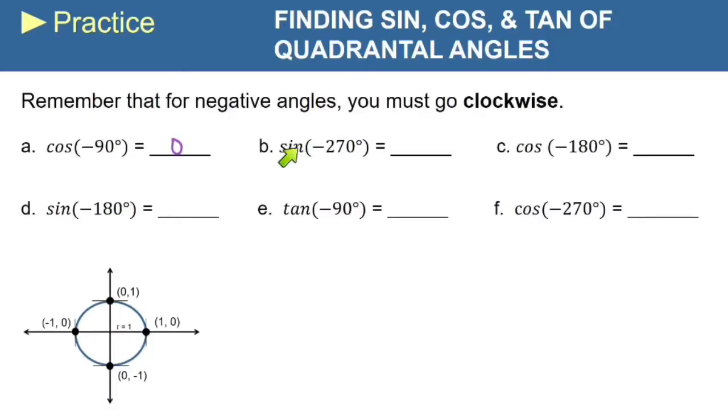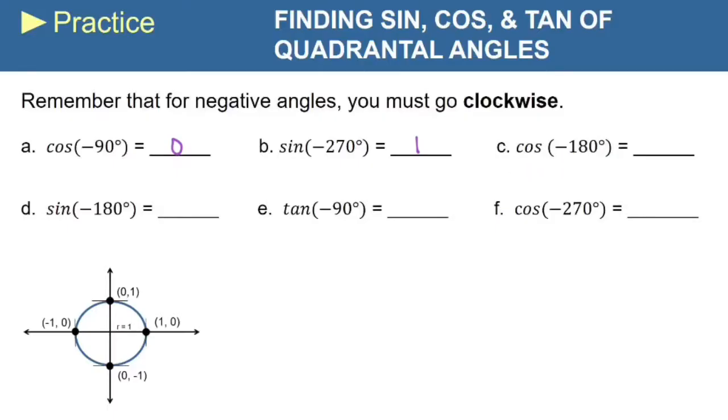For part B, we have sine of -270. Now this is negative, so starting from the positive x-axis, we'll rotate 270 degrees clockwise. So 90, 180, 270. And a -270-degree angle would have its terminal side going through the top of the circle. So the sine of -270 is 1.